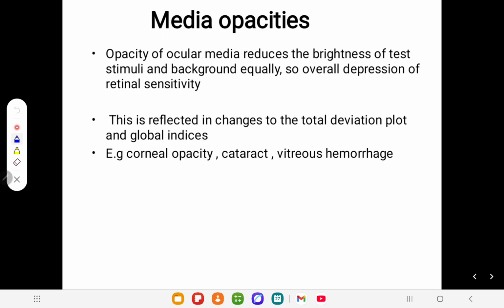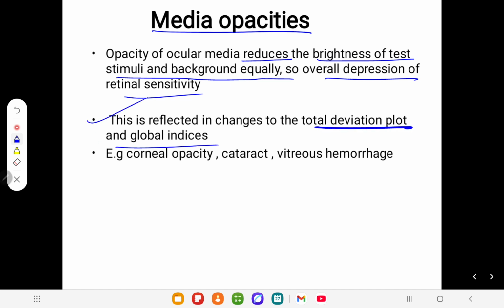It's very important. Media opacity: we know from the very beginning of the presentation that ocular media opacities reduce the brightness of the test stimulus and background equally. So overall depression of the retinal sensitivity is very important. One of the methods we use to eliminate this is the pattern deviation plot. We have discussed it a lot. It reflects the change in the total deviation plot and global indices. That's why we look at pattern standard deviation for this, in cases of cataract, vitreous hemorrhage, corneal opacities, and all such cases.